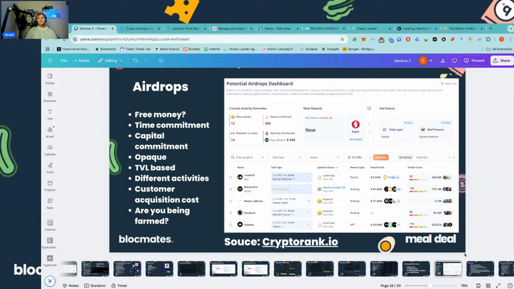If there's any questions, drop them in chat. Lots of people in Blockmates Discord are always chatting about what they're farming and what they're using and where they think the next airdrops are coming from. So yeah, technically it is free money, but you do have a lot of capital commitments, time commitments. Quite opaque what you're actually going to get out the end of it.